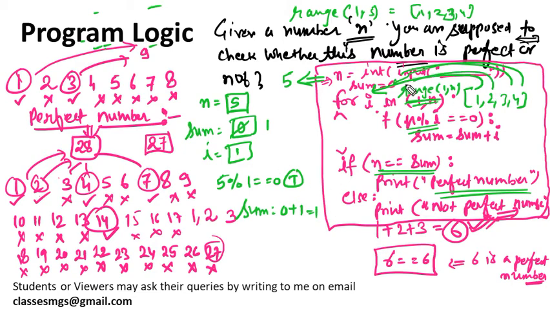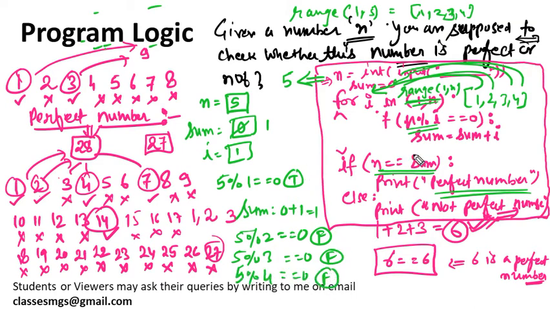Next time i value will become 2, 5 % 2, whether the remainder will be 0 or not? No, false, so nothing will happen. Next time 3, 5 % 3 equals 0, false. Next time 5 % 4 equals 0, false. Next time, so this time what will happen, the sum value is 1 and n value is 5, 5 double equals to 1, the condition is false, so it will print not a perfect number.